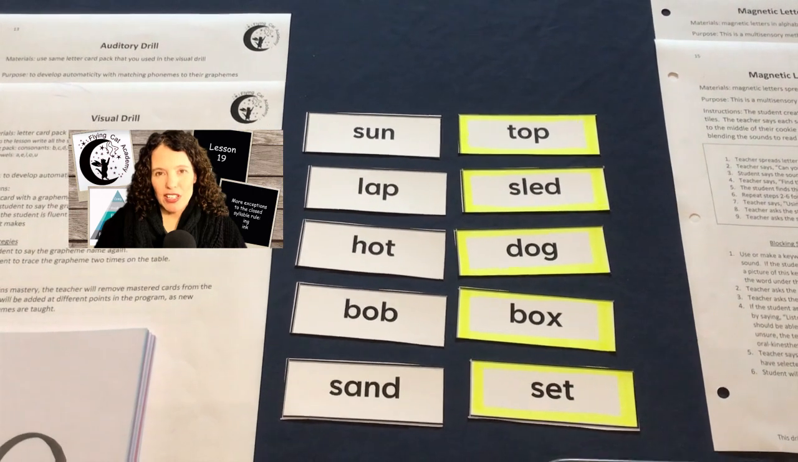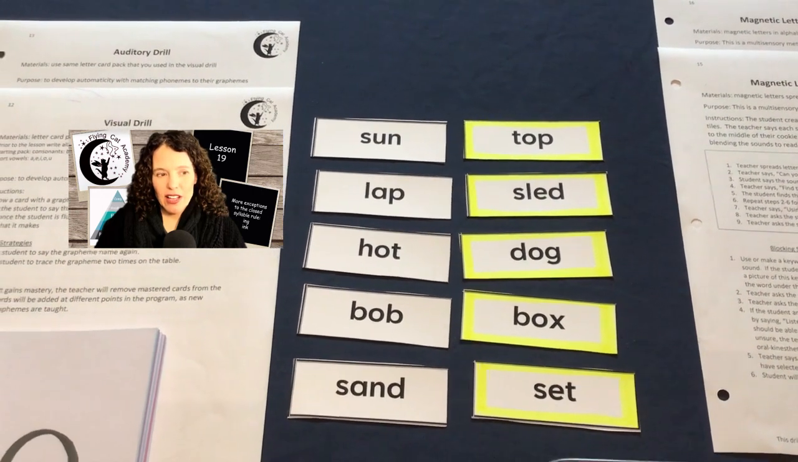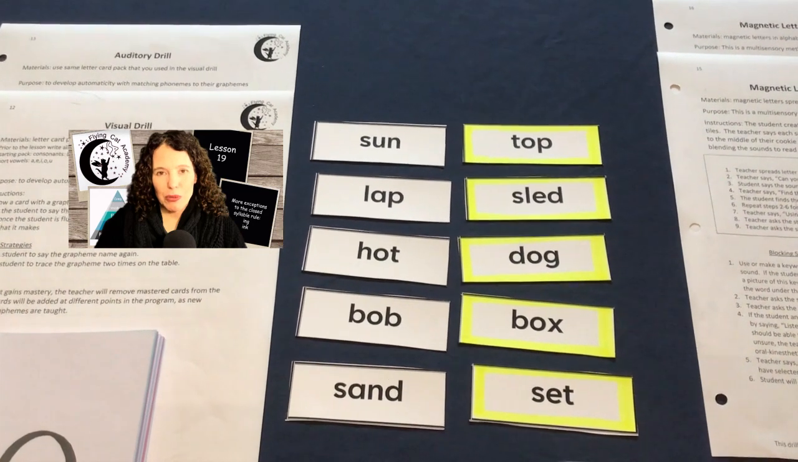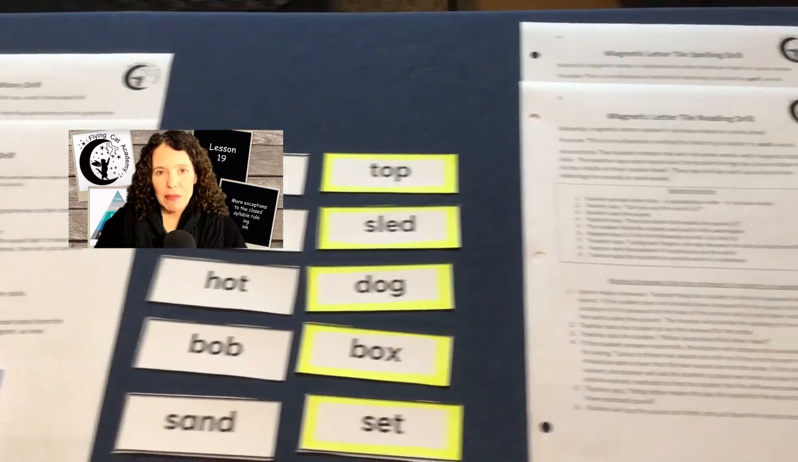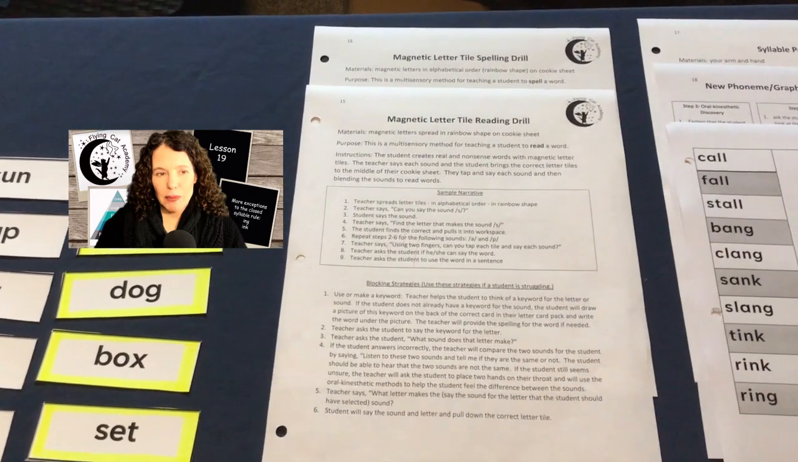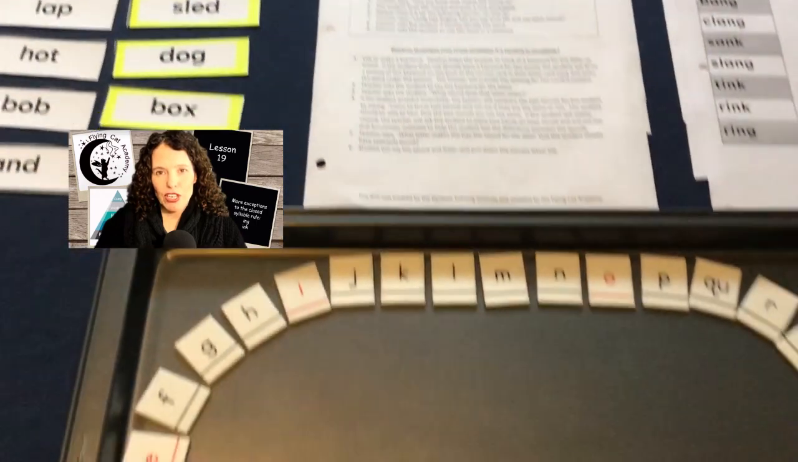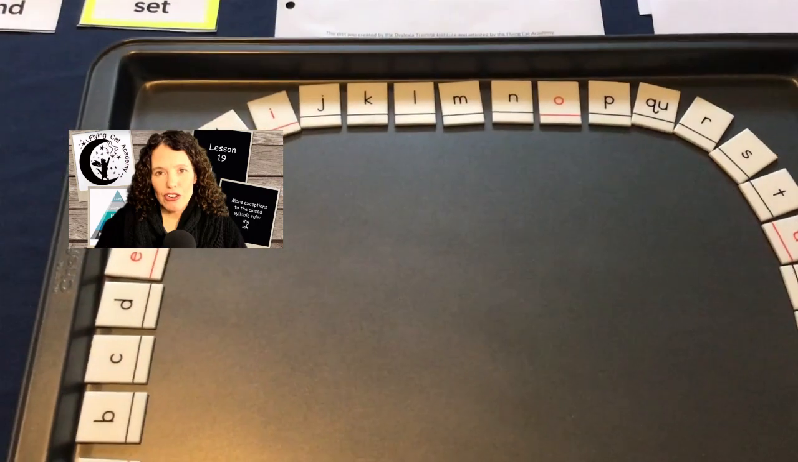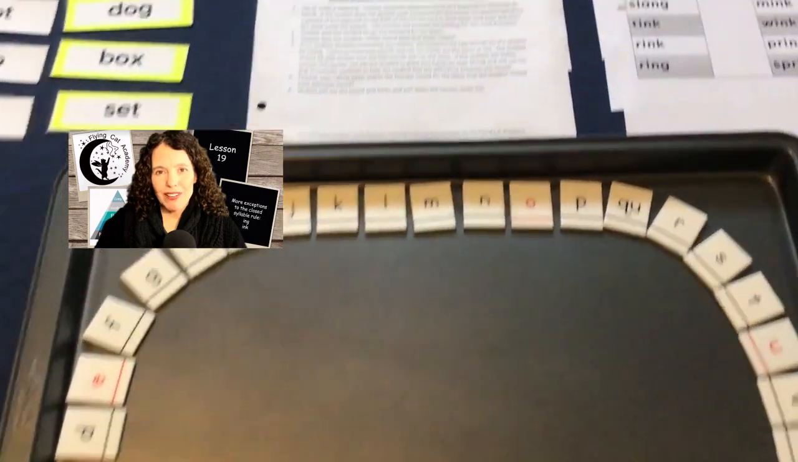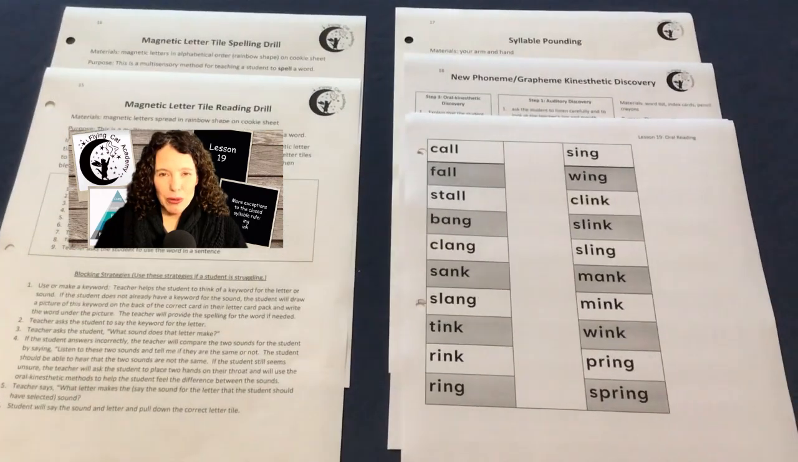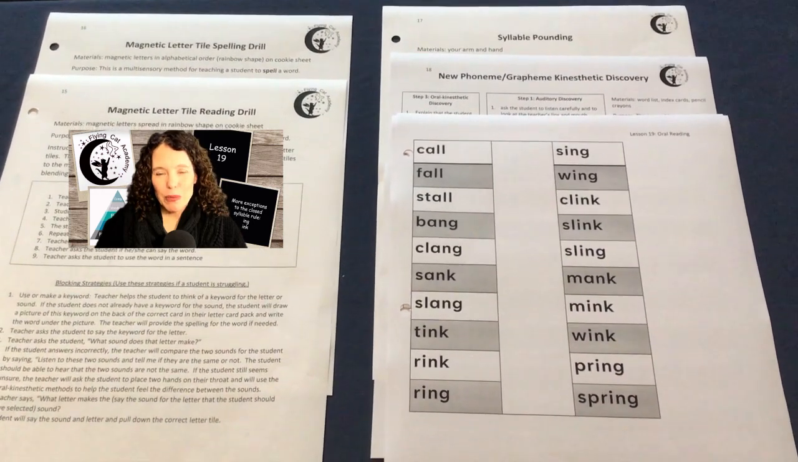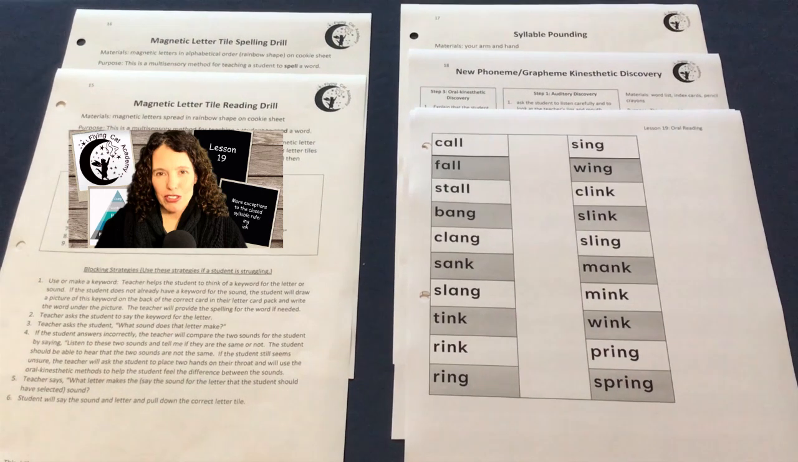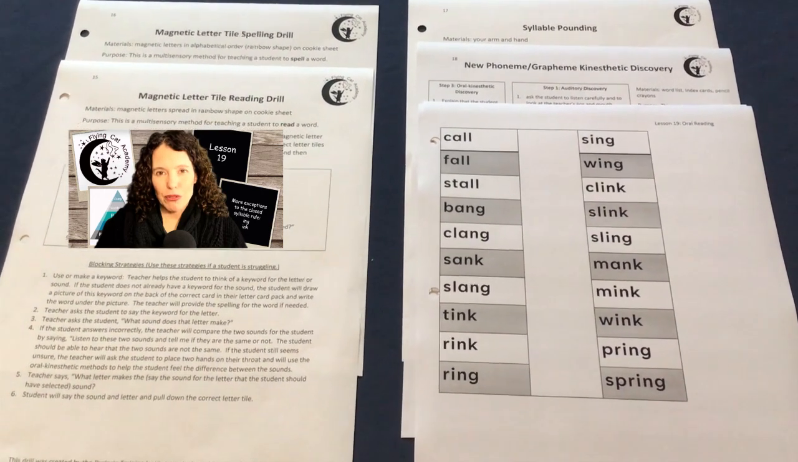And this is one for today, so you'll have to cut it out in advance. I like to mark the second syllable with a special color so it's visually different. And then we have the magnetic letter tile reading and spelling drills. For that one, you have the cookie sheet with the magnetic letter tiles arranged in a rainbow shape. We'll have the syllable pounding instruction sheet, the kinesthetic discovery sheet, which you probably won't be using today because we are introducing some new content. We like to keep that for review lessons.